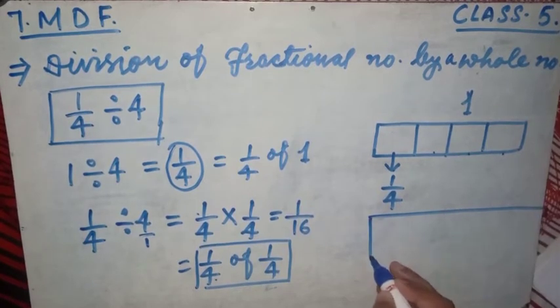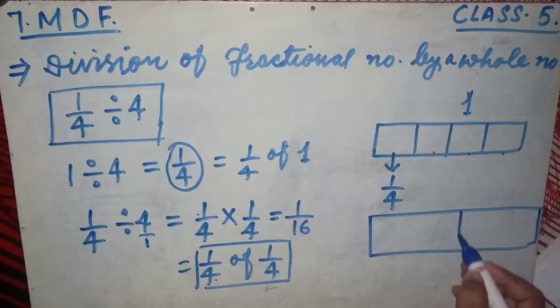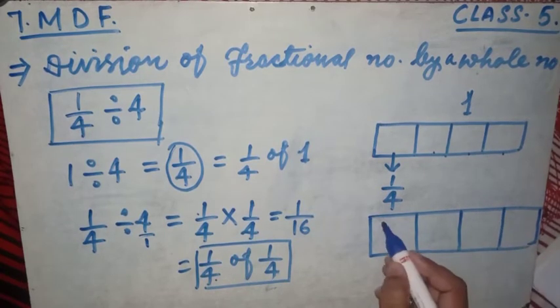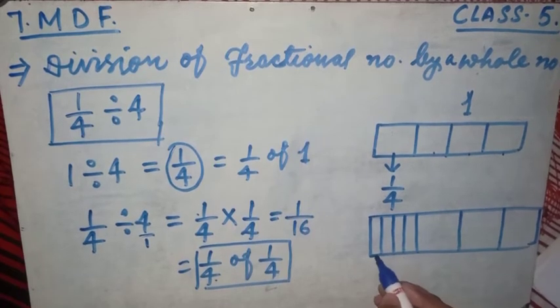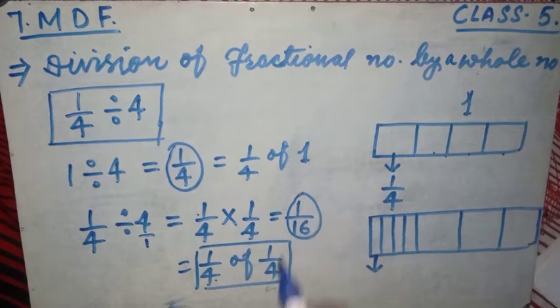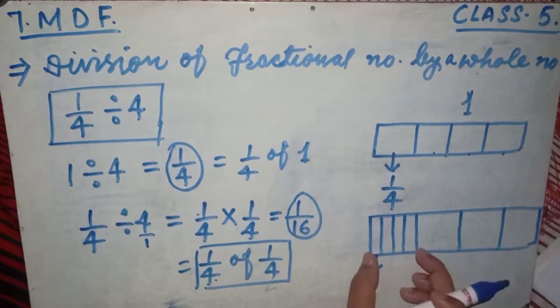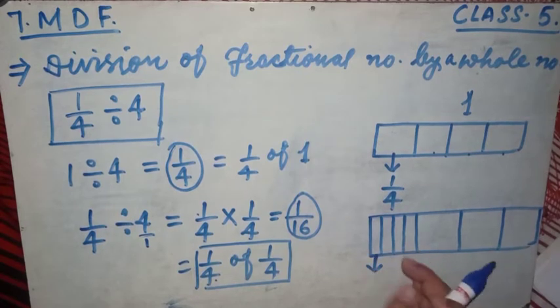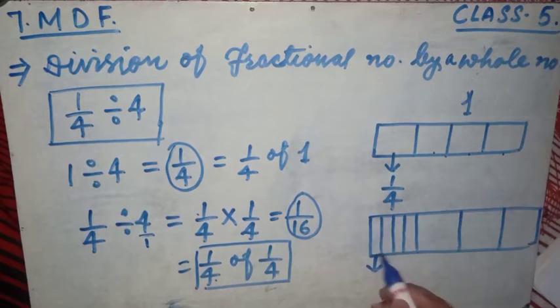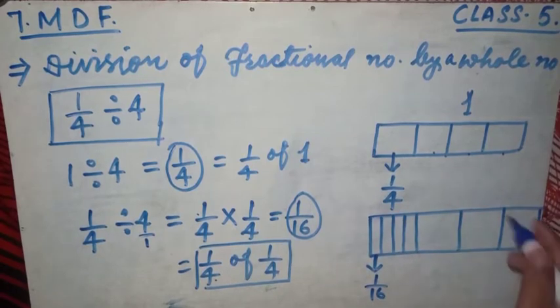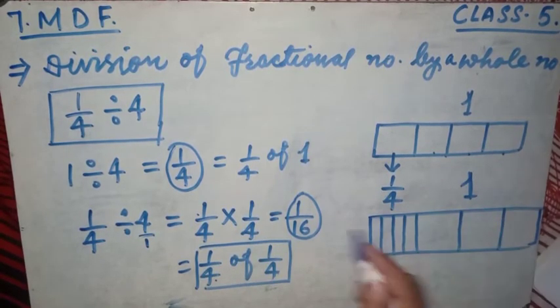Now I'm going to the same figure. But next, this thing is divided into 4 equal parts, and each part is equal to this 1/4. Now this is 1 by 16. 1/4 of 1 by 4 means this 1/4 is divided into 4 equal parts, and I have already divided the 1/4 into 4 equal parts. So each part is called 1/16 of the whole, and the answer is 1/16.